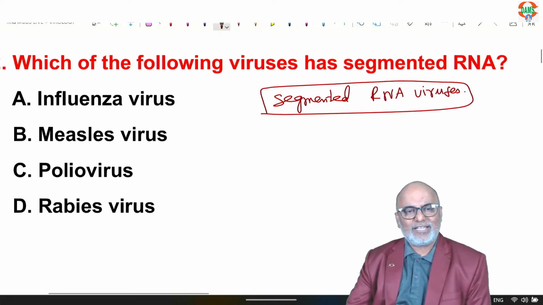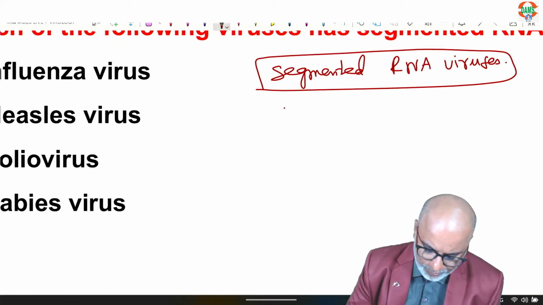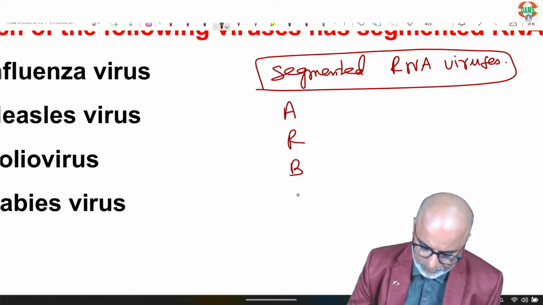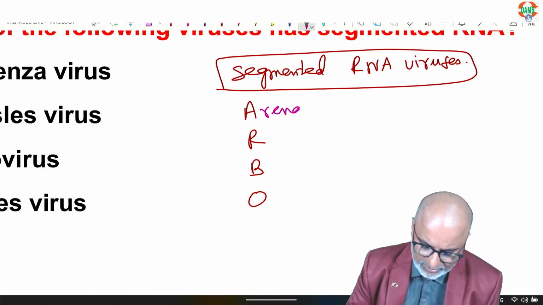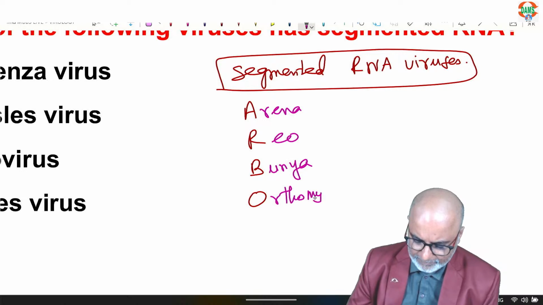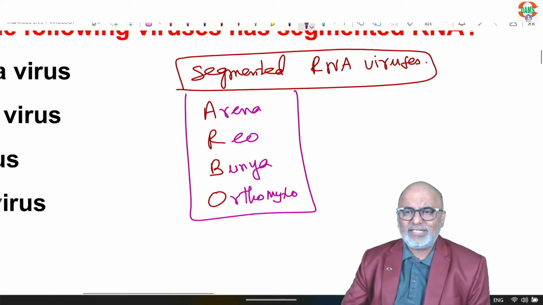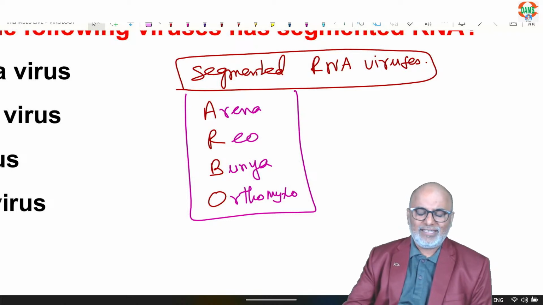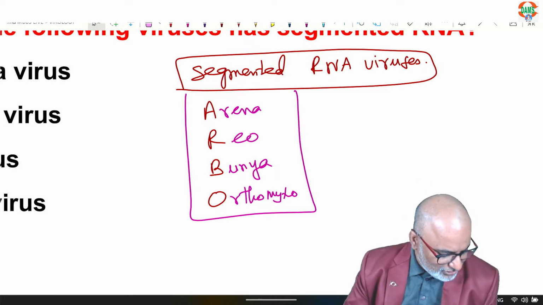Can you give the mnemonic for segmented RNA viruses? My mnemonic is ARBO. What does it stand for? Arenaviridae, Reoviridae, Bunyaviridae, Orthomyxoviridae. What is the advantage of segments in RNA? They can move from here to there and easily undergo genetic reassortment.